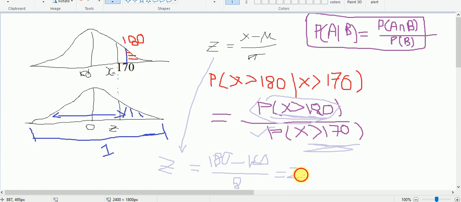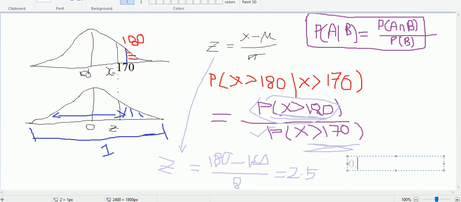So you will again have to move to the table and find the value, and I am just leaving you with the answer. In this case the answer will be 0.05877. So this is how you solve the problem.